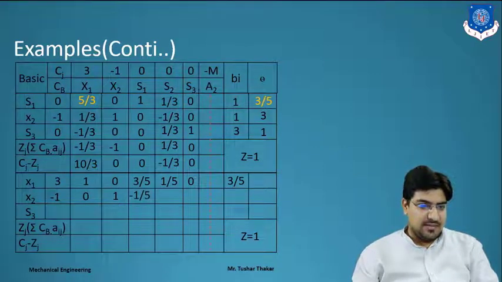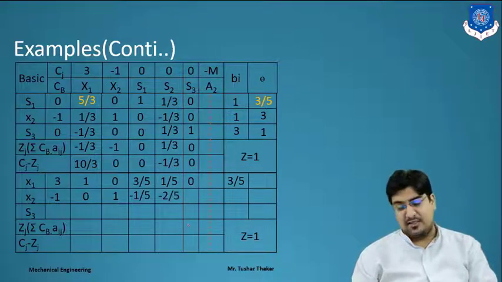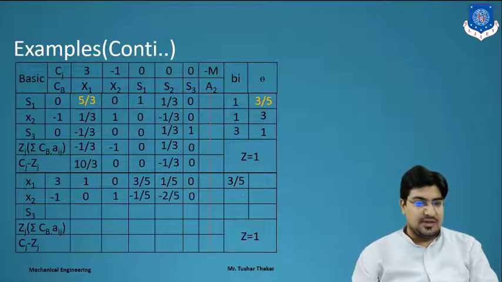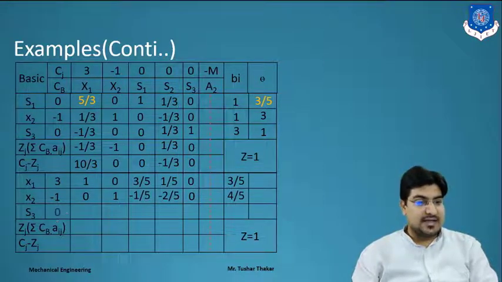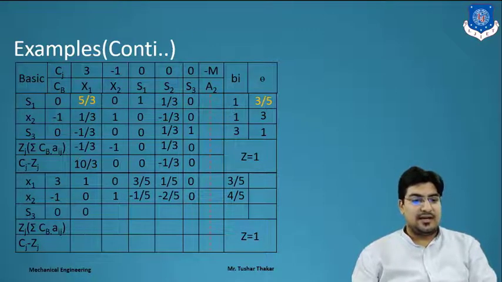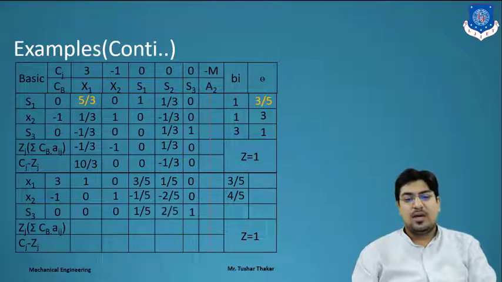Here we multiply by 1 by 3, that is 3 by 5. So we have to do minus 1 by 3 times 3 by 5, and we can get here minus 2 by 5. Here value 0 over here, and here we have to multiply by 1 by 3. So here 1 by 3, and we have to subtract from 1, we can get 4 by 5, right? So for the S3 row, the same method we have to use for calculation. We can get these values as 0, 0, minus 1 by 5, 2 by 5, 0 and 1, and here 16 by 5.